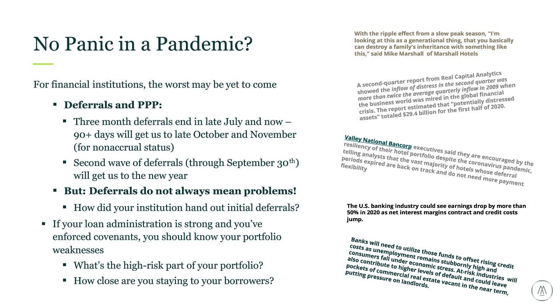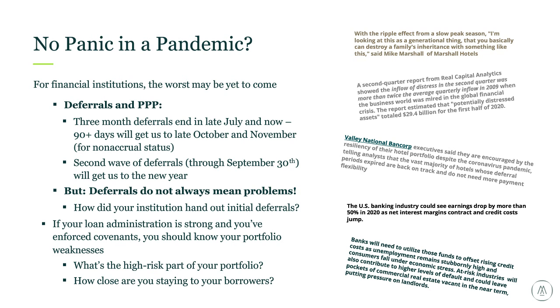Okay. Bottom line to start, if your loan administration's strong, if you've enforced your covenants, if you've done your work, you probably won't have as big a problem as if you haven't. So the big questions that we want to help you ask today, and this is equally true whether you're doing a merger and acquisition or thinking about it, or if you're simply doing the day-to-day blocking and tackling that you have to do to maintain your loan portfolio, is very simply, what is the high-risk part of your portfolio? Where is it and why? And secondly, how close are you staying to your borrowers as this pandemic expands, as the recession grows, and what are you doing to monitor the condition of your credit portfolio?